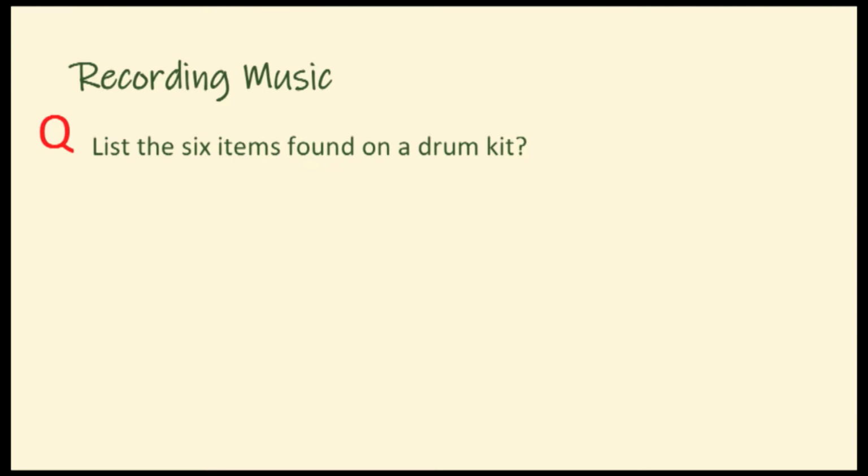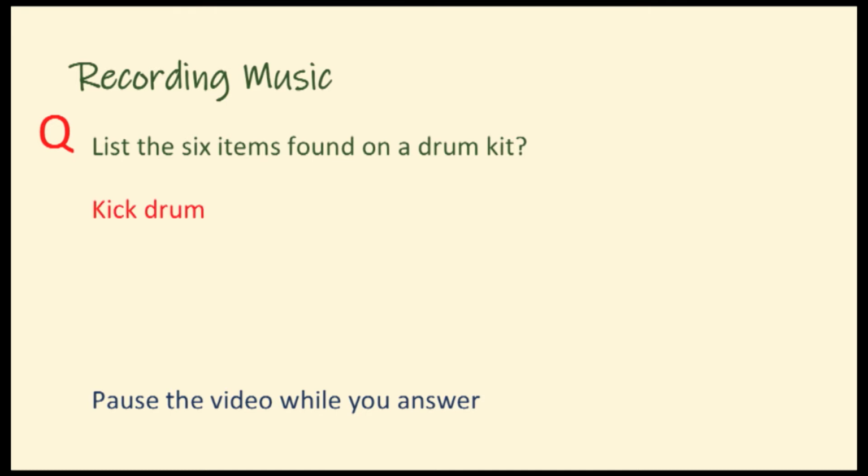Okay, on your paper, I'd like you to list the 6 items found on a drum kit. Pause the video while you answer. And the answer is kick drum, snare drum, hi-hats, tom-toms, and cymbals. Green pen those answers now.